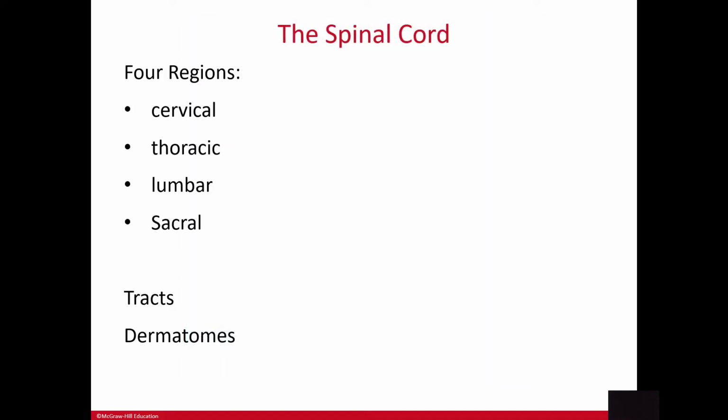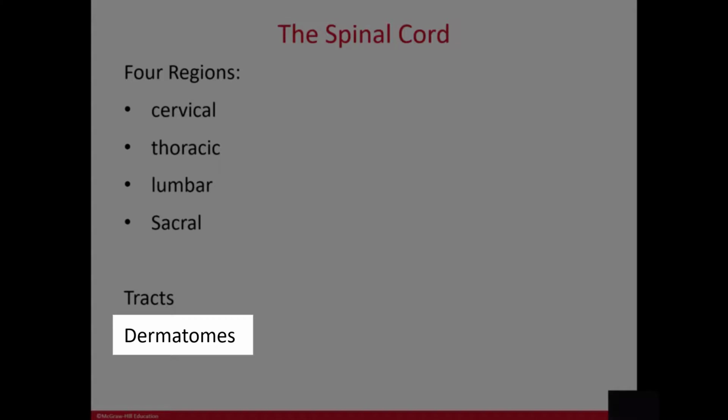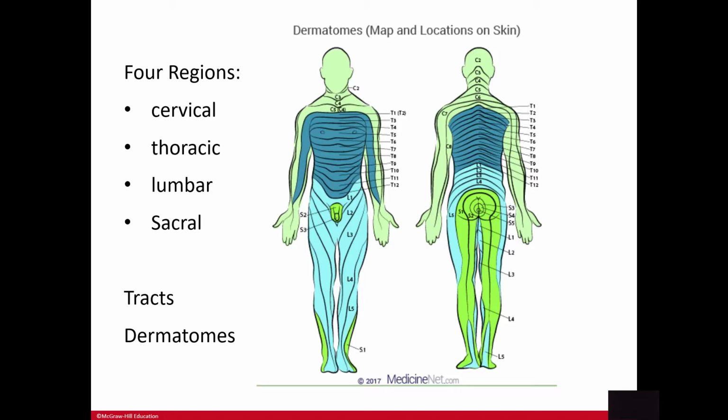Each spinal nerve, except C1, innervates a specific area of the skin called a dermatome. And each spinal nerve, except C1, exits and enters the spinal cord through an intervertebral space. C1 exits above the vertebrae under the skull.